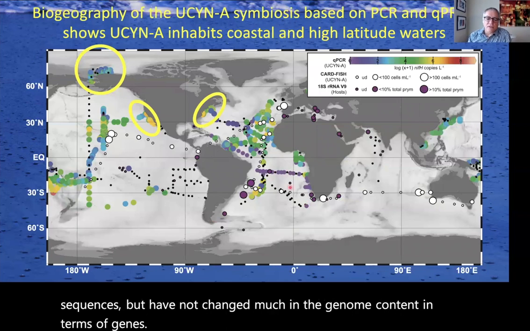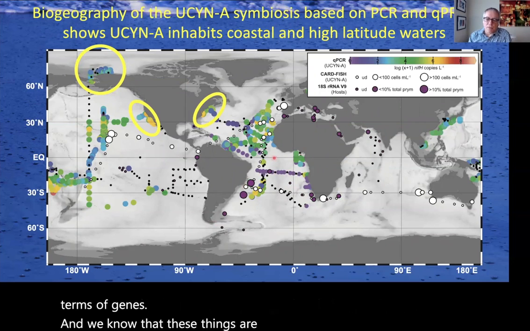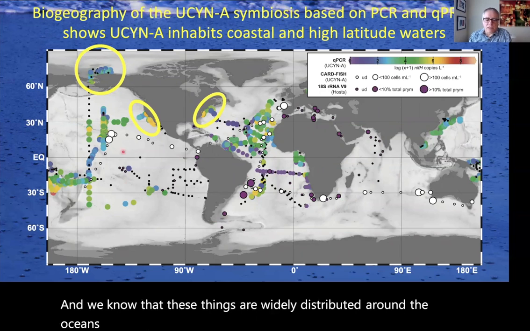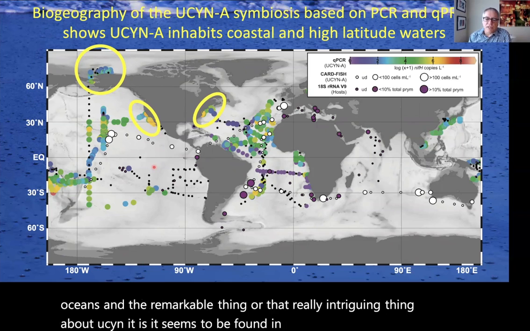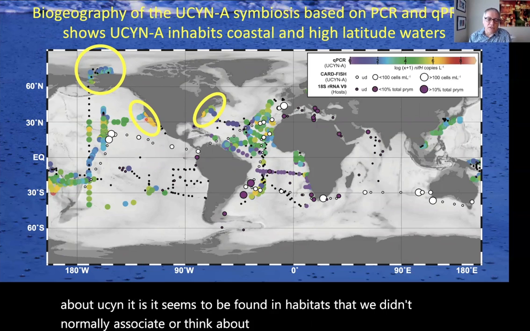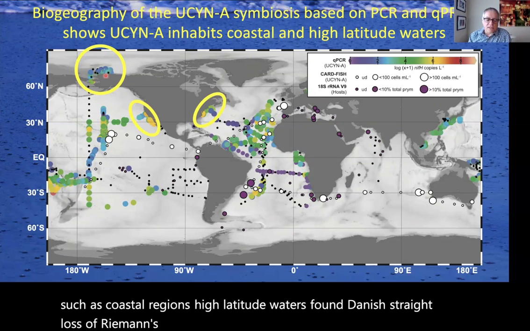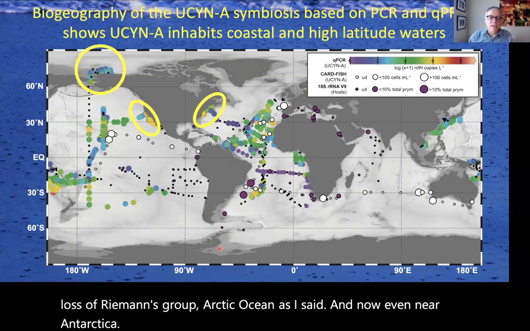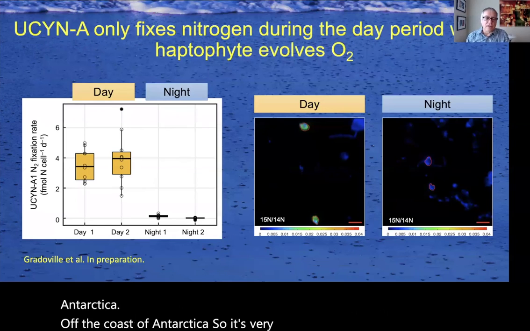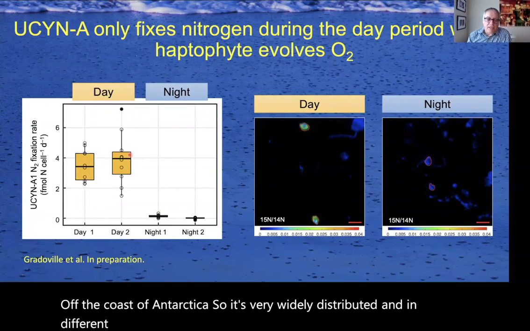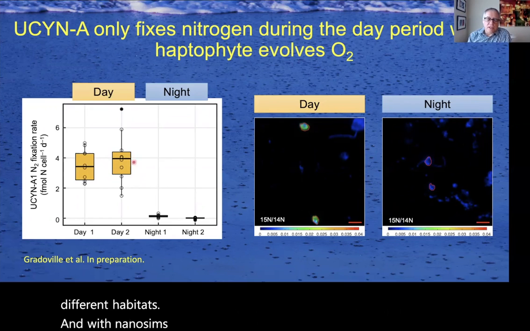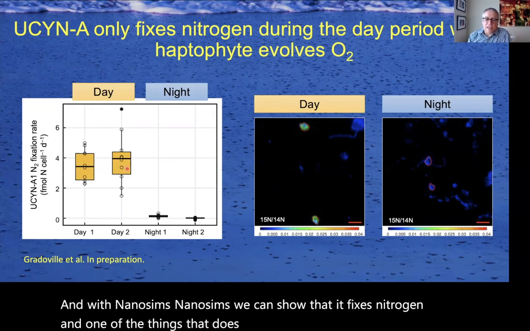And we know that these things are widely distributed around the oceans. And the really intriguing thing about UCNA is it seems to be found in habitats that we didn't normally associate or think about with nitrogen fixation early on, such as coastal regions, high latitude waters found in Danish Strait, Lasse Riemann's group, Arctic Ocean, as I said, and now even near Antarctica, off the coast of Antarctica. So it's very widely distributed and in different habitats. And with nanoSIMS, we can show that it fixes nitrogen. And one of the things it does is it fixes nitrogen only during the day. It doesn't fix at night.